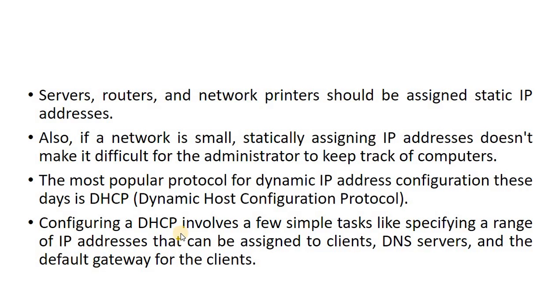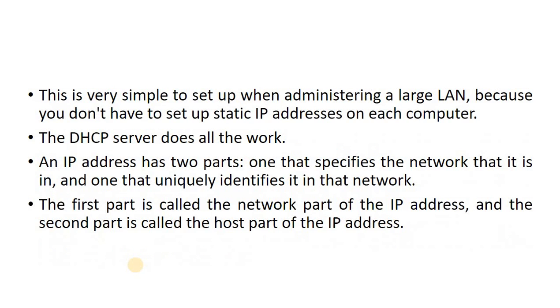So what we do in DHCP is we just specify a range of IP addresses that can be assigned to clients, right, to the users in the network, and we assign a static IP address to the DNS server and the default gateway. This is very simple to set up when administering a large LAN because you don't have to set up static IP addresses on each computer or on each client. The DHCP server does all the work.